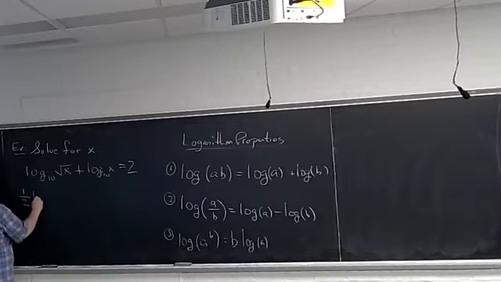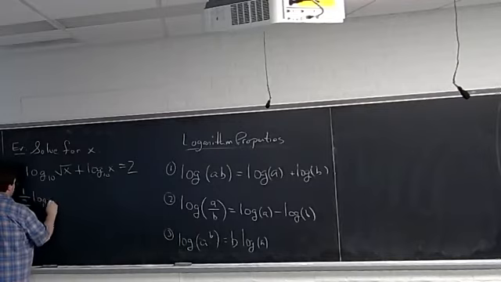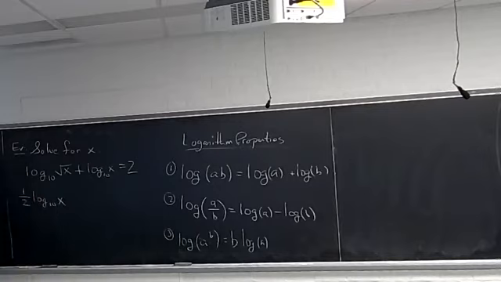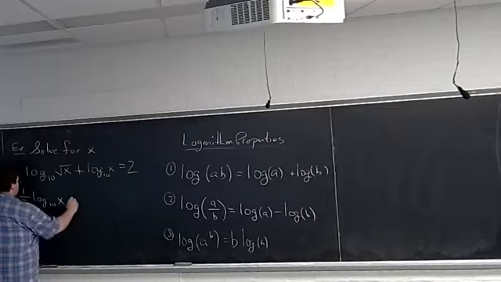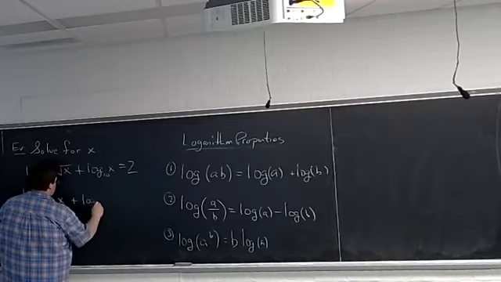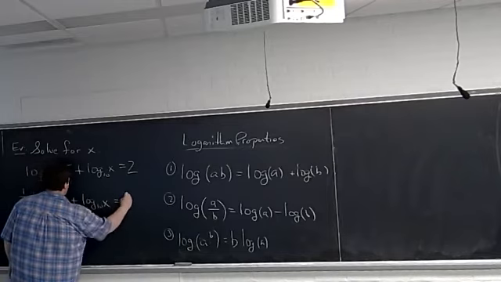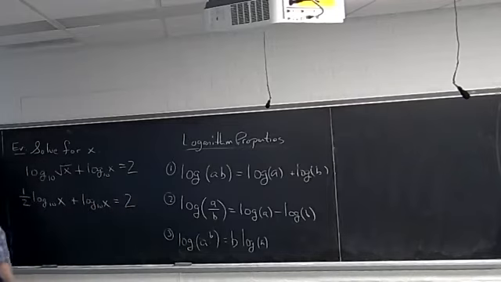By property 3, this first piece is 1/2 times logarithm of x with base 10. The rest we'll leave alone. So 1/2 logarithm of x with base 10 plus log x base 10 equals 2. Now, how do we solve this? Well, here, any questions about using property 3 in that first step?